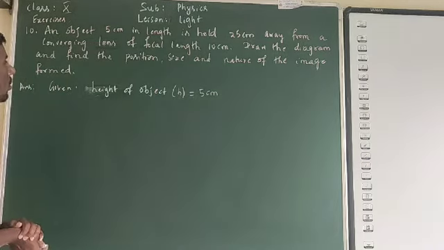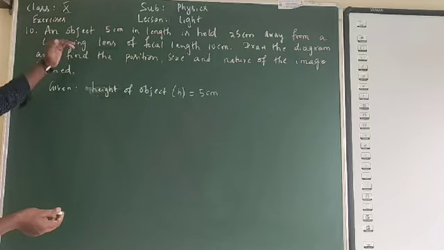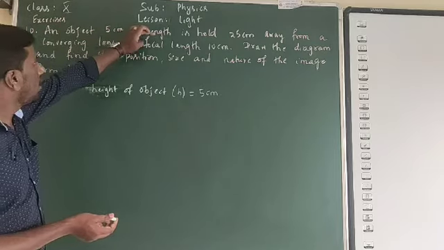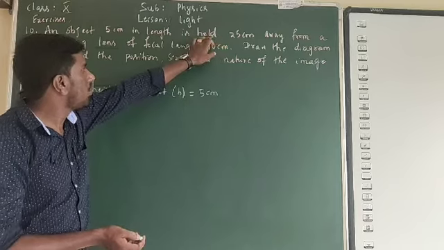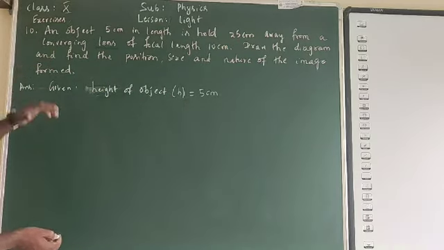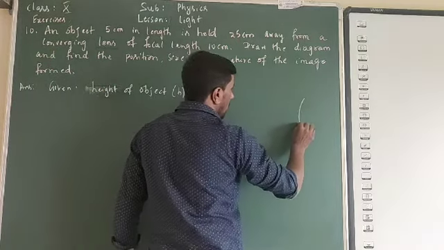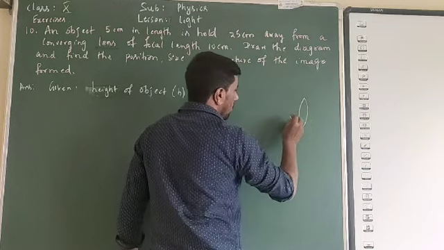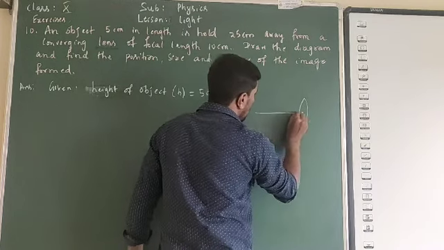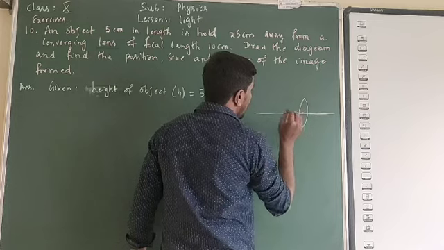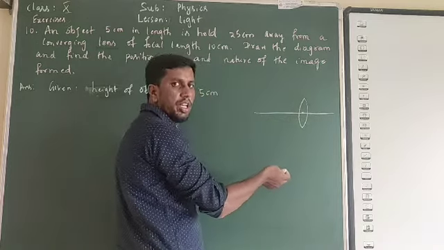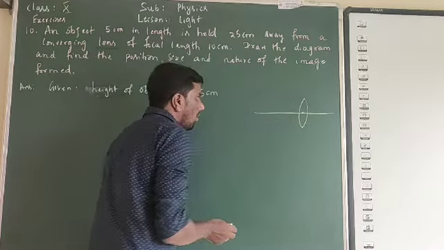The object, 5 cm in length, is held 25 cm away from a converging lens. Suppose I assume there is a converging lens, a convex lens. I will draw a rough diagram, because I need to draw the diagram.